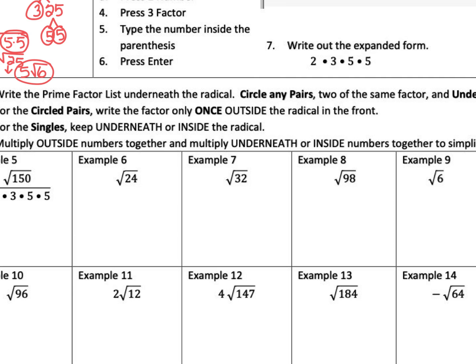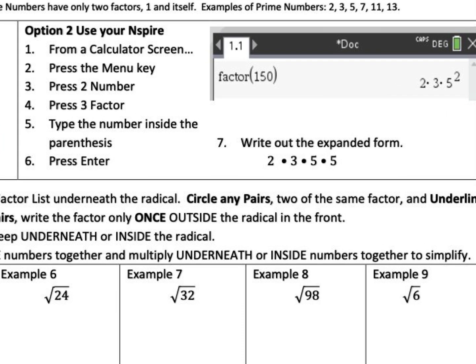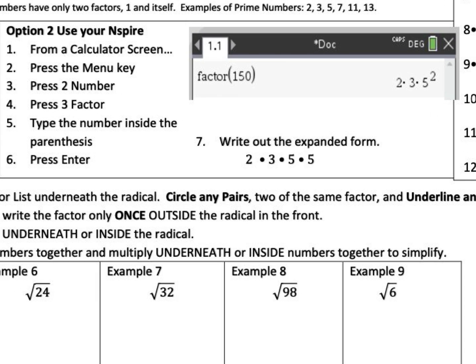So before we do that, I want to show you how you can get to that 2 times 3 times 5 times 5 in your calculator. So turn that on. In our calculator, I want you to press the menu key. We all know where that is, right underneath doc. And we're going to choose number 2, and then we're going to choose 3. And you can see on my picture it says factor parentheses. In the parentheses, you're going to put that number that was underneath our radical on our paper. We had 150. Type in 150. You're going to hit enter.